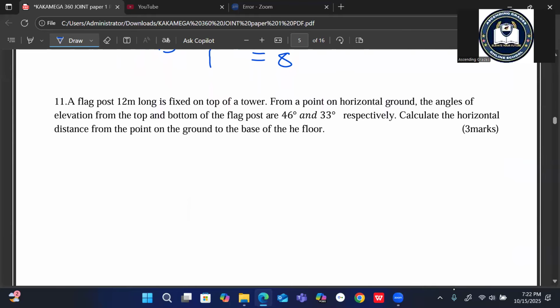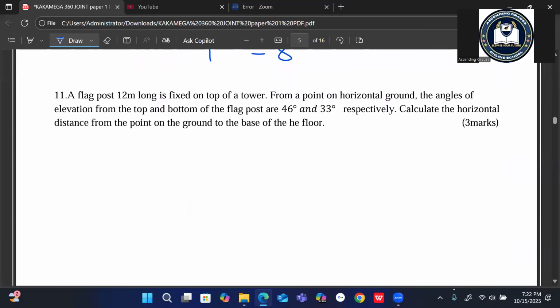We have question number 11, whereby it says that a flag post 12 meters long is fixed on top of a tower. We all know what a tower is. From a point on horizontal ground, the angles of elevation from the top and bottom of the flag post are 46 degrees and 33 degrees respectively. We are told to calculate the horizontal distance from the point on the ground to the base of the tower.